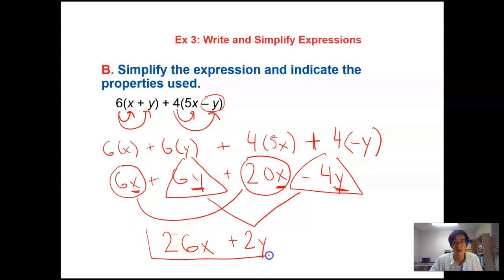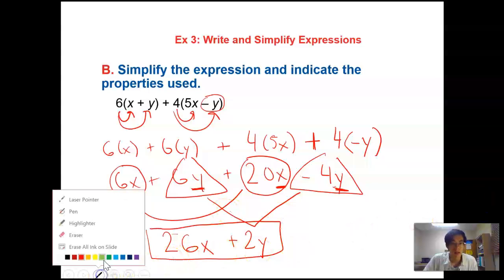And that is my answer, because that's the simplest form I can get. And there's no more like terms. So that should be it.